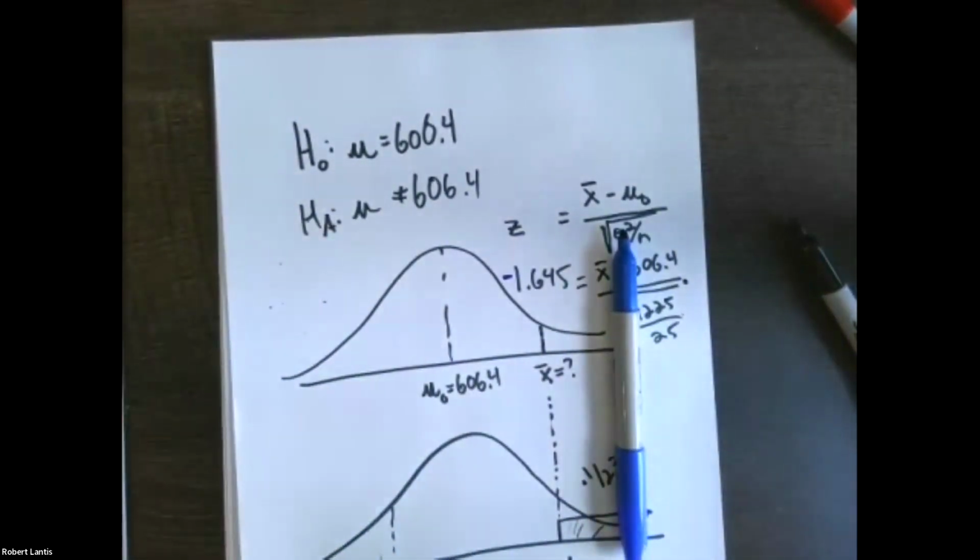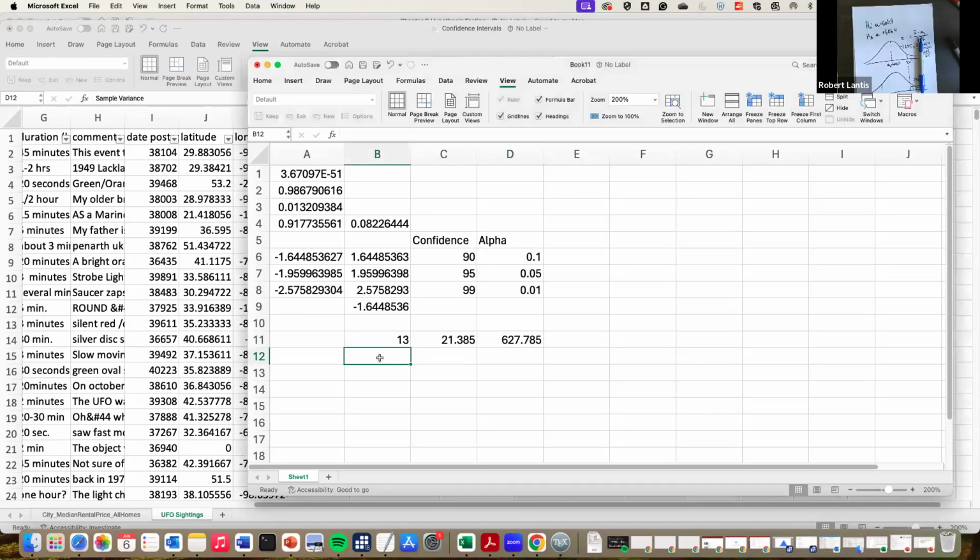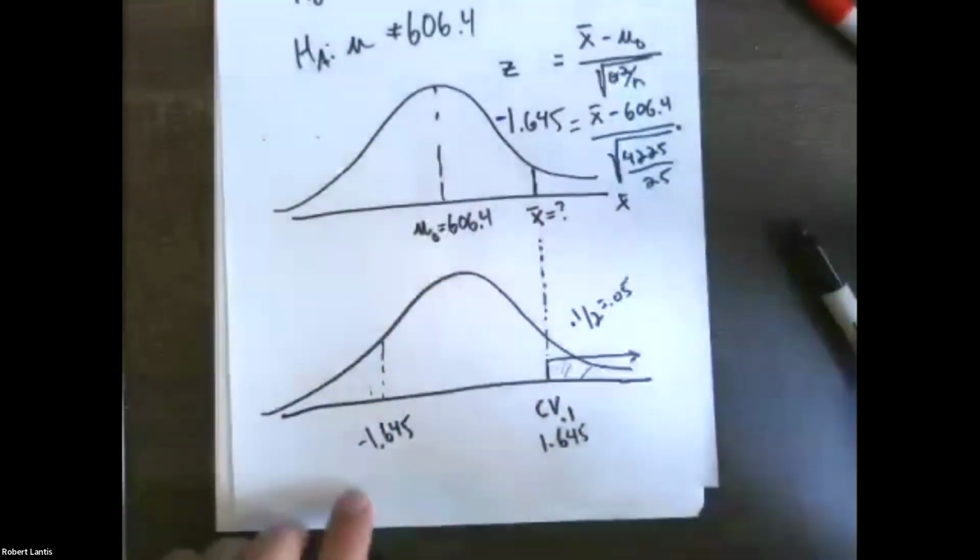So what would that look like? Well, there I would take 13, multiply it by negative 1.645. I would then take that, add the mean of 606.4. So either of these, right? If I see a sample mean of 627.78 or higher, or 585.015 or lower, those are going to be sample means where I can reject the null, right?